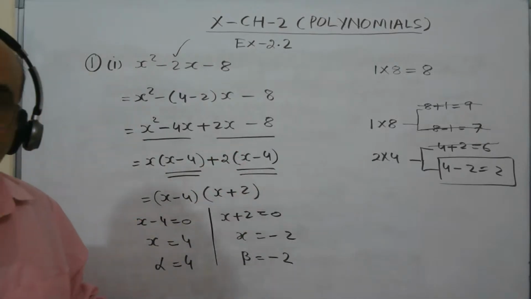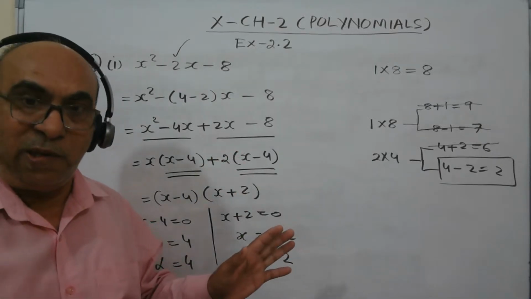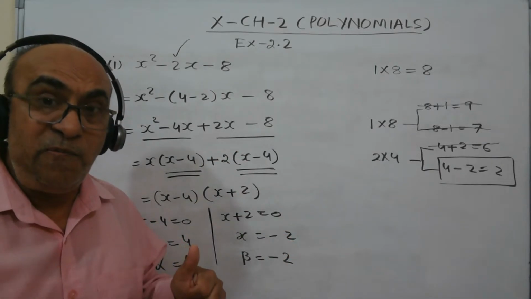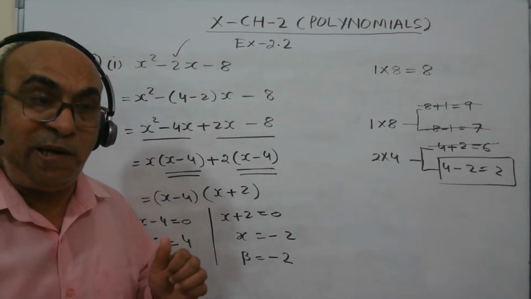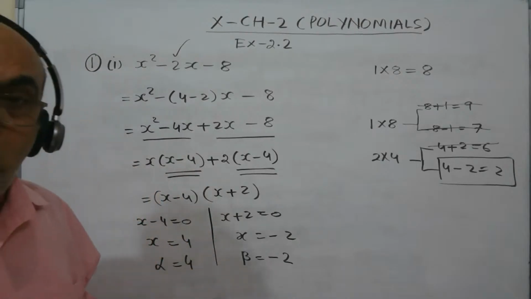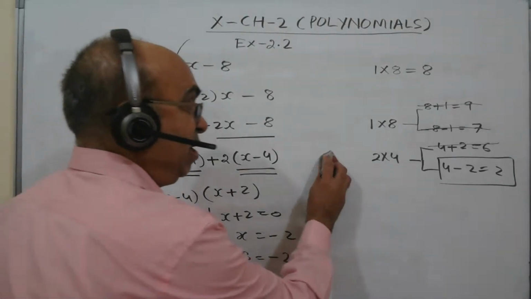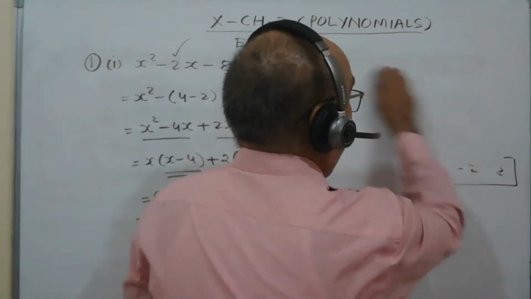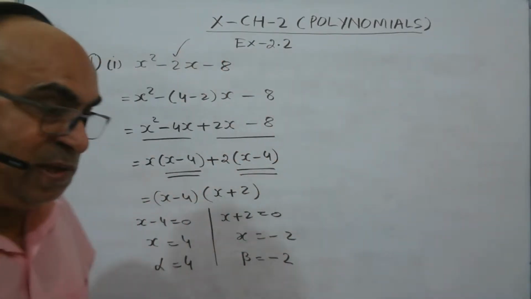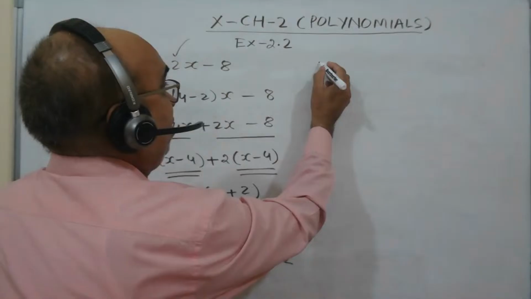So 50% we did. We got the zeros, right? What is the second thing? We have to verify the relationship between the zeros and its coefficients. So on this side, I'm going to do the verification of the relationship between the zeros and coefficients.